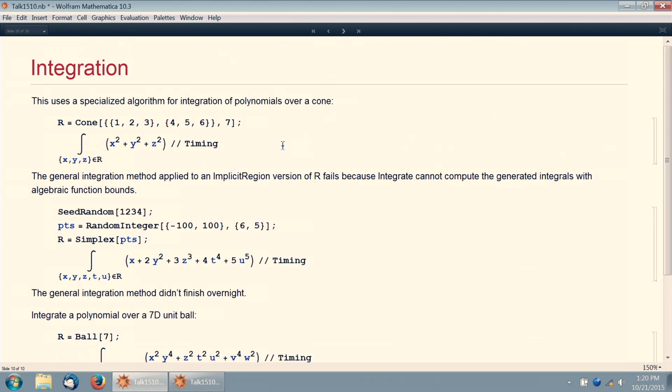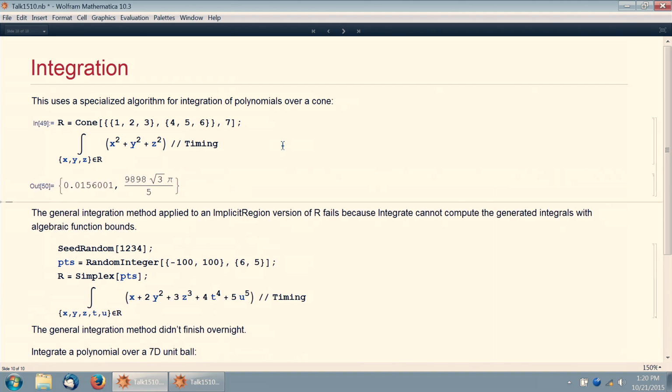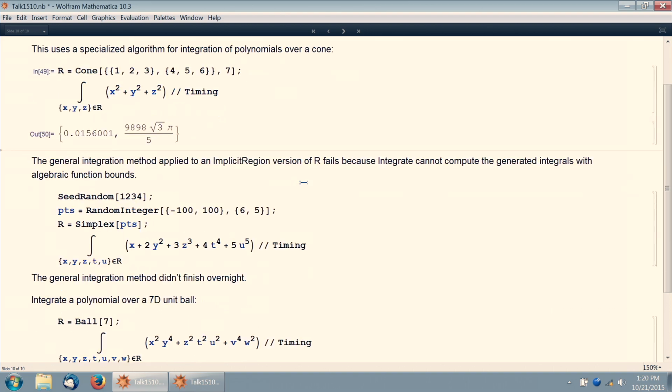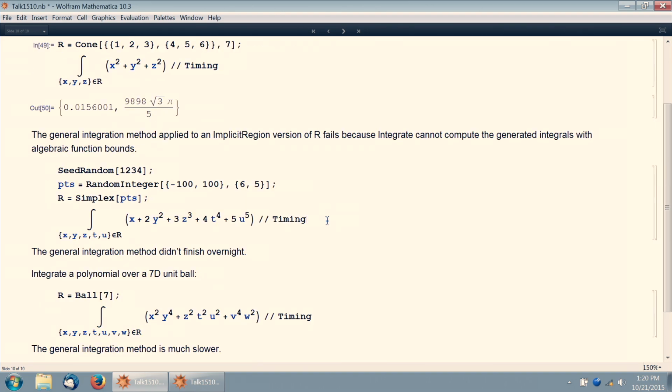And the integration, so here we compute an integral over a cone. Again, the integral of a polynomial over a cone, and it's immediate because we have a formula for computing such integrals. The general integration method fails because, while we can get the algebraic parameterization of the cone, Integrate cannot deal with the algebraic functions we get there as the description, and so this failed. We could do numeric integration using the general methods, but not exact integration.